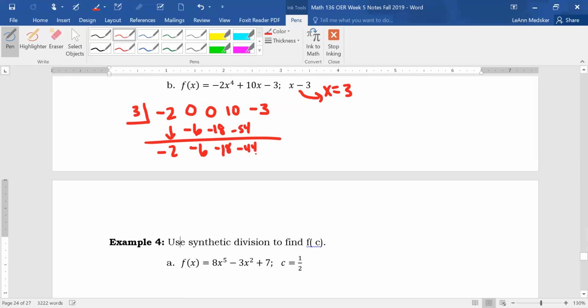which is negative 44. And I think we did this one in class, which is fine. And then this is negative 132. When you do 3 times negative 44, you get negative 132.